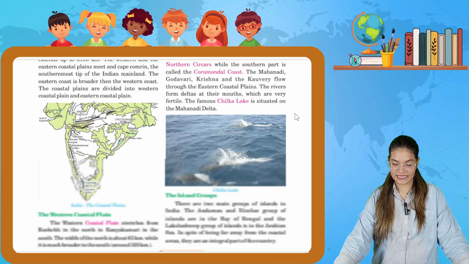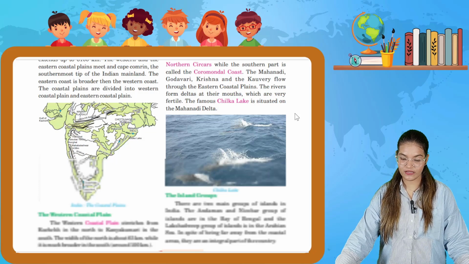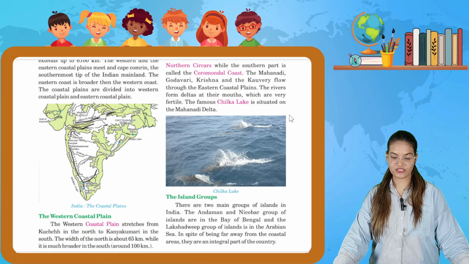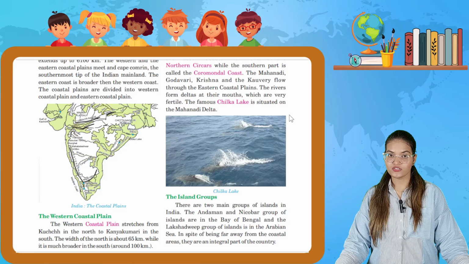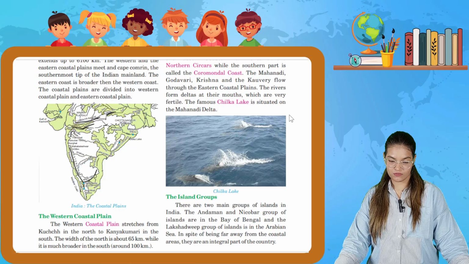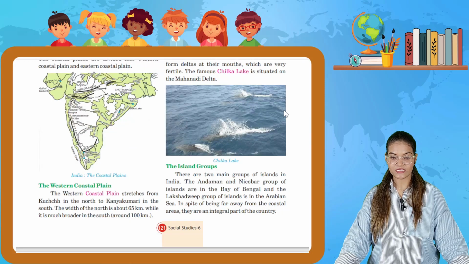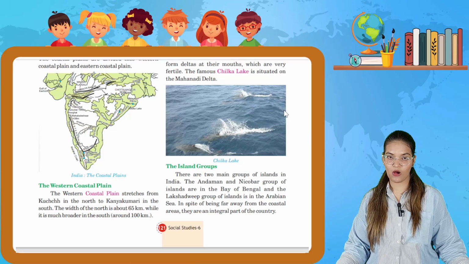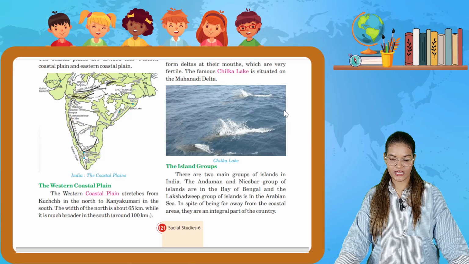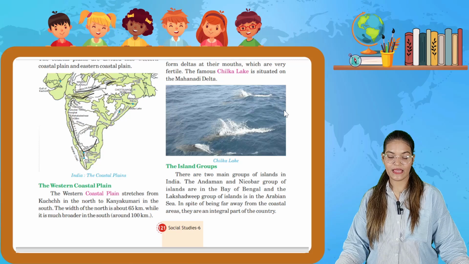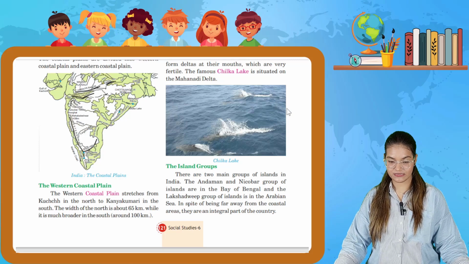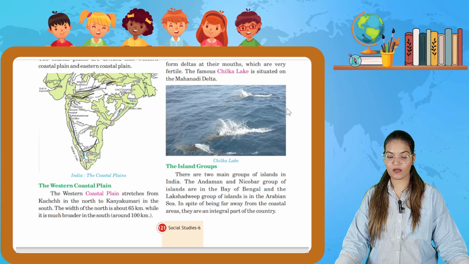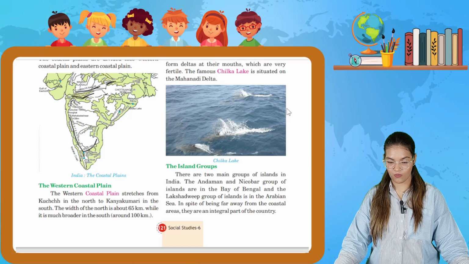Now move to the next part, the western coastal plain. The western coastal plain stretches from Kutch in the north to Kanyakumari in the south. The width in the north is about 65 kilometers, while it is much broader in the south, around 100 kilometers.